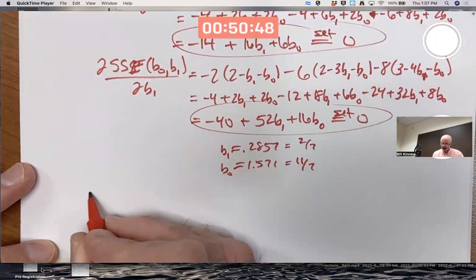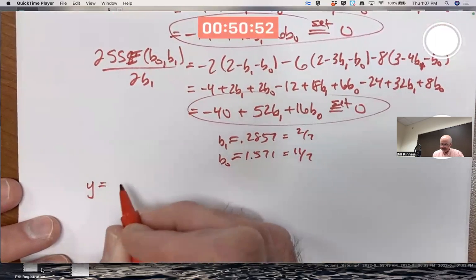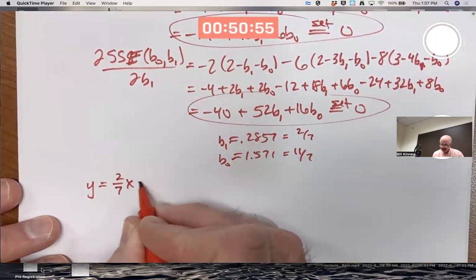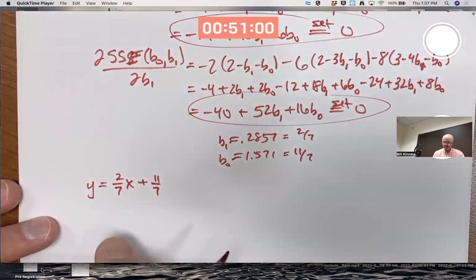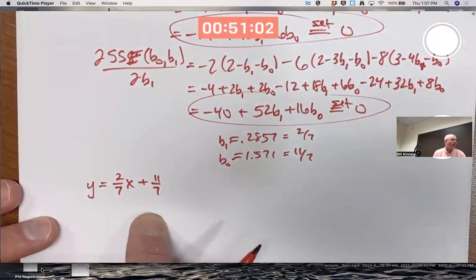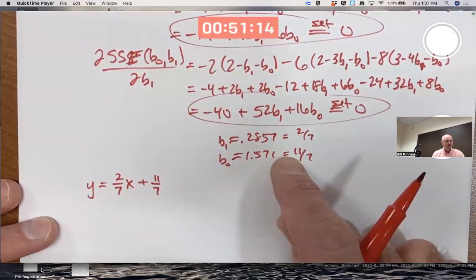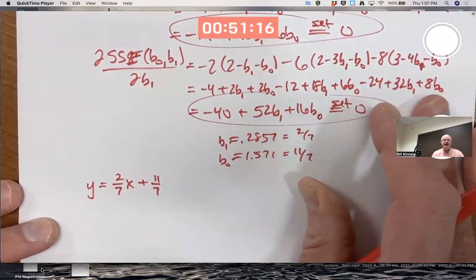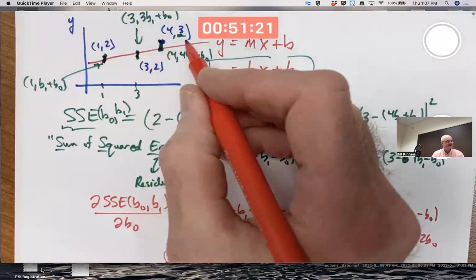So it looks like our regression line, our line of best fit, our least squares line is y equals 2 sevenths x plus 11 sevenths. What did I guess unscientifically at first? I guessed 0.2x plus 1.8. It's really 0.2857x plus 1.571. A little bit bigger slope, a little smaller y-intercept. My drawing should be probably more like this.